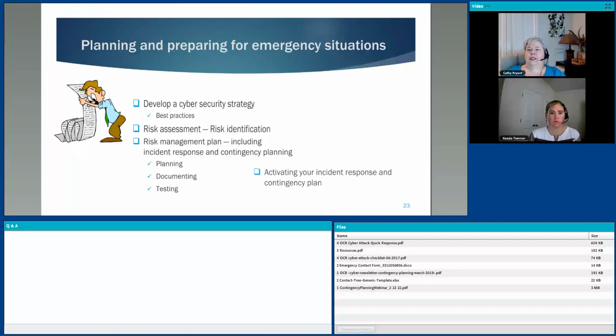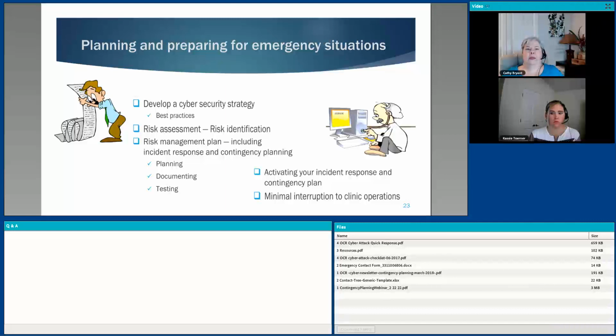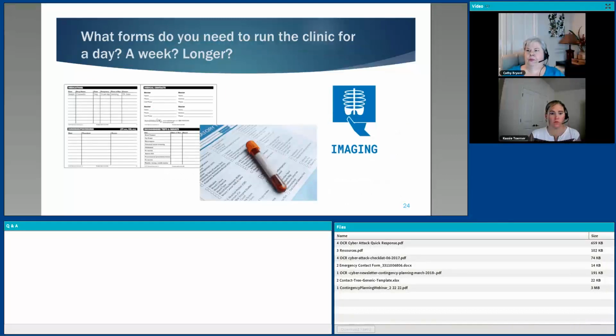Once you activate your incident response and contingency plan, again, our goal is to make minimal interruptions to your clinic operations, or to restore them as quickly as possible. So, as you talk with your staff in your scenario, you're going to want to talk about what forms you need to run the clinic for a day, for a week, perhaps even longer. What kind of encounter forms would you need? If you had to order lab and you had no way to do that electronically, what kind of forms do you need? What about imaging? And there may be others very specific to your practice, but these are some very common ones that you should think about.